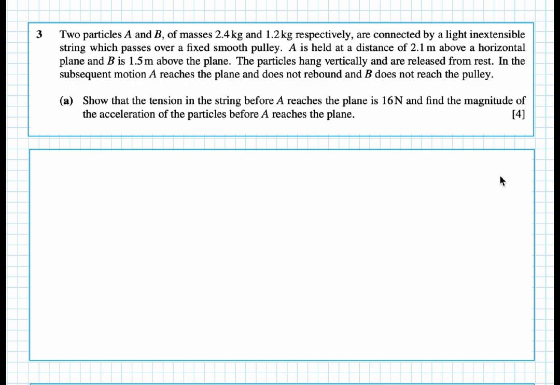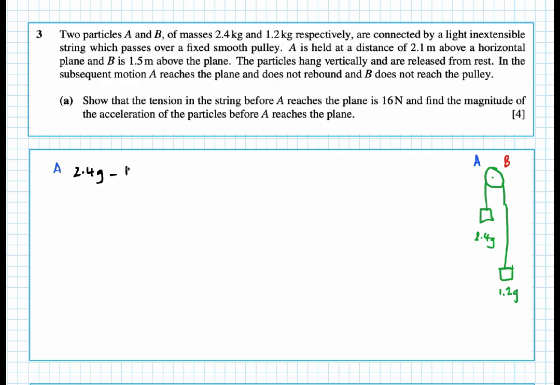In question 3, we're dealing with a tension in the string. So let's draw our little sketch first. We have two particles A and B. A is 2.4 kilograms, so 2.4 G, and B is 1.2 G. And we have tensions in them, we'll draw in a second. We have a light, inextensible string as usual, and it's smooth. And we have distances, we'll deal with that in a moment as well. Released from rest, and so A reaches the plane and does not rebound, and B does not reach the pulley.